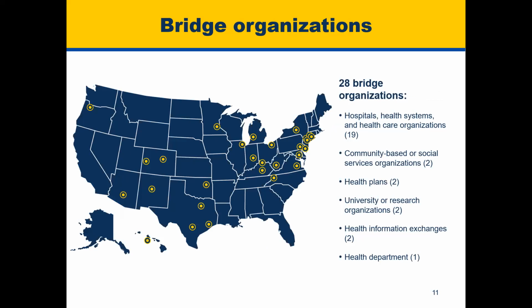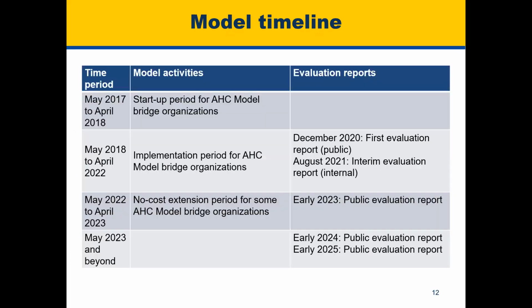So this map shows the location of AHC bridge organizations in April of this year. There were several types of bridge organizations that served different communities. Our bridge organizations serve rural and urban communities and range from a health department to community-based organizations to large health systems. Next slide, please, Jennifer.